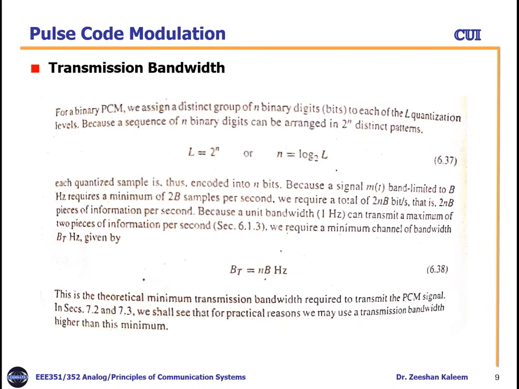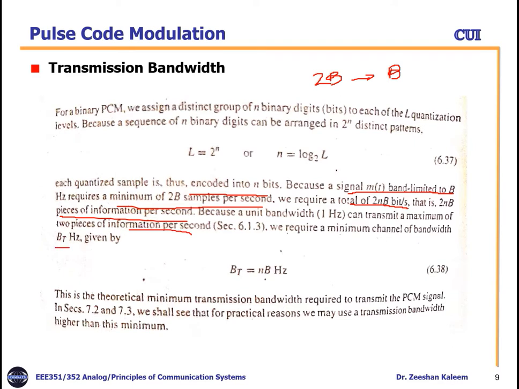Okay, there is another concept, transmission bandwidth. We already studied that information can be transmitted successfully in a noiseless channel without any distortion if the bandwidth is B, carrying 2B pieces of information. Each quantized sample is thus encoded into n bits, because whenever we quantize, we need to encode into a number of bits, which can be 2, 3, 4, and so on. Because the signal m(t) is band limited to B hertz, a minimum of 2B samples per second are required, so we require a total of 2nB bits per second, that is 2nB pieces of information per second. If we consider a unit bandwidth of 1 hertz, it can transmit a maximum of 2 pieces of information per second, and we require a minimum channel bandwidth.